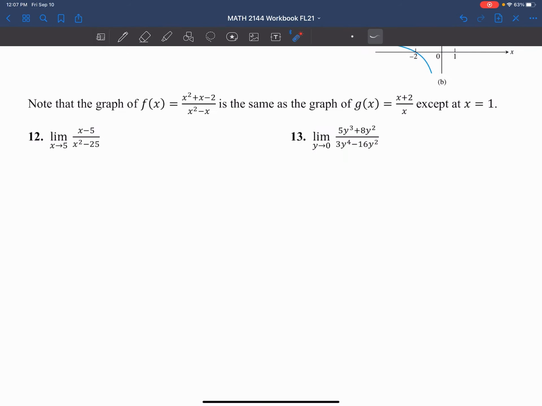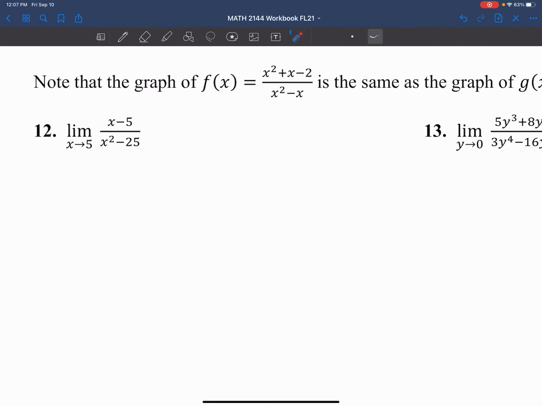So we have 2 more examples down here. So let's try and do number 12, the limit as x approaches 5. What are we supposed to try first? Always just try plugging it in. So when I try plugging that in, I'm going to just do it horizontally first. I get 5 minus 5 divided by 5 squared minus 25, which of course is 0 over 0. Because we got 0 over 0, there's a common factor that could cancel out.